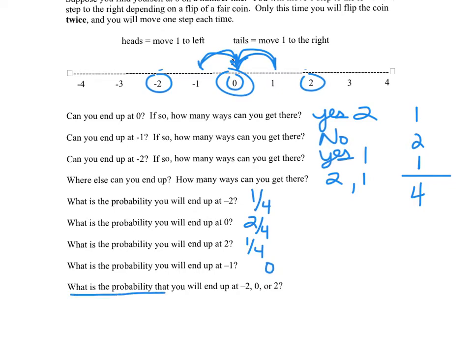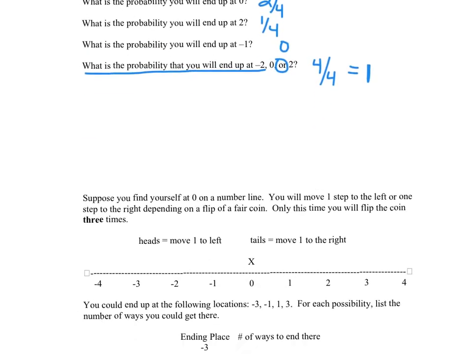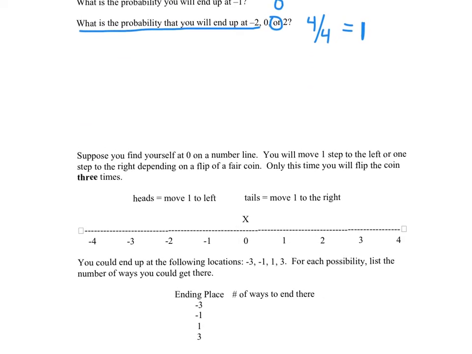And what is the probability you end up at -2, 0, or 2, keyword being or? It is 4 out of 4, or 1. It is absolutely 100% guaranteed to happen that you will end up at -2 or 0 or 2. And that's important in our later studies of probability, the word or. All right, well, let's up the ante again.